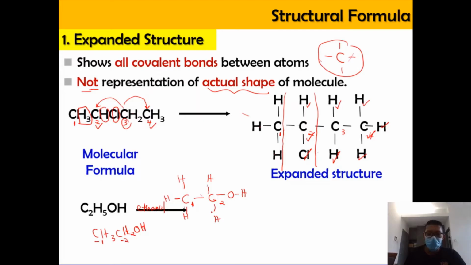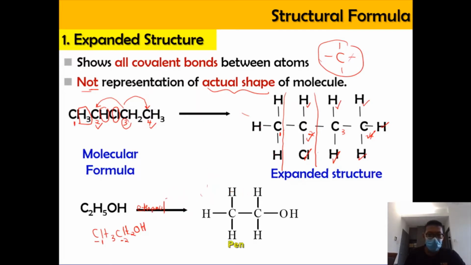You can write it this way, and it is also represented in this form, with carbon number 1 and carbon number 2. And here, don't forget to put a dash line between O and H, because we have to show all the covalent bonds between the atoms. So here we need to put the line between oxygen and hydrogen, which also shows an expanded structure.